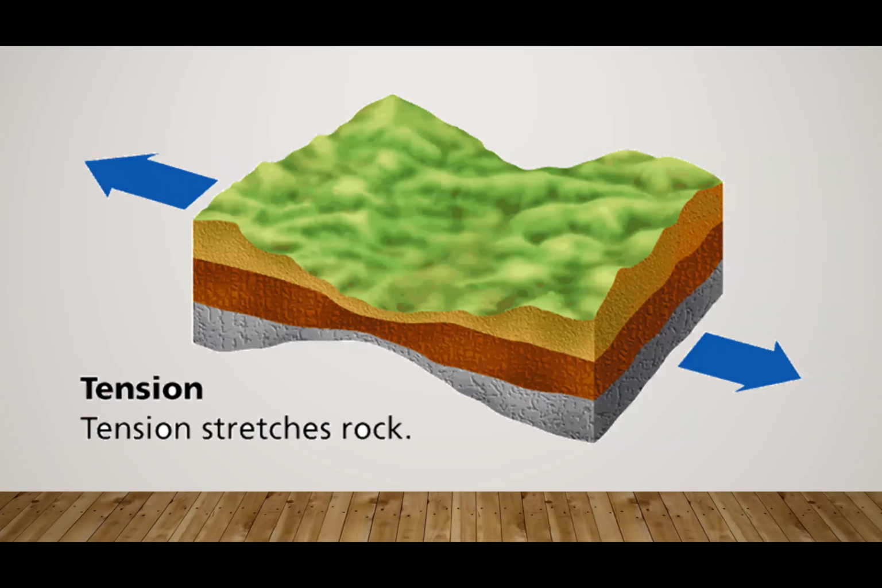Tensional stress is the stress that tends to pull something apart. It is the stress component perpendicular to a given surface, such as a fault plane, that results from forces applied perpendicular to the surface or from remote forces transmitted through the surrounding rock.